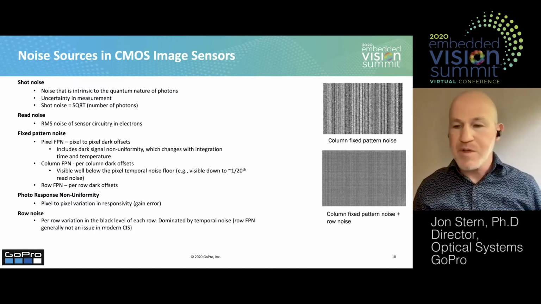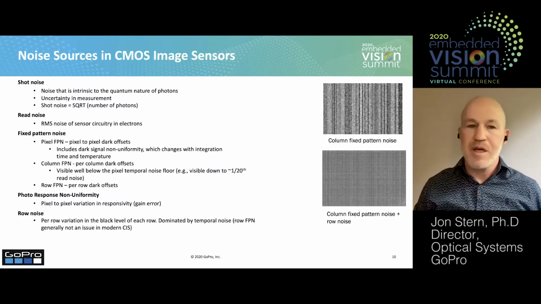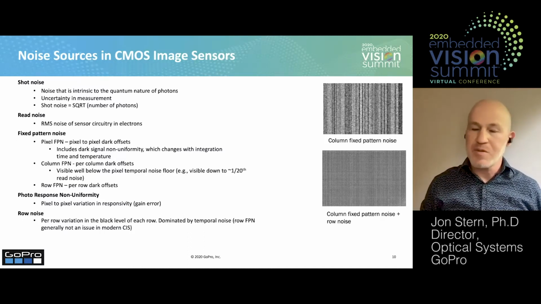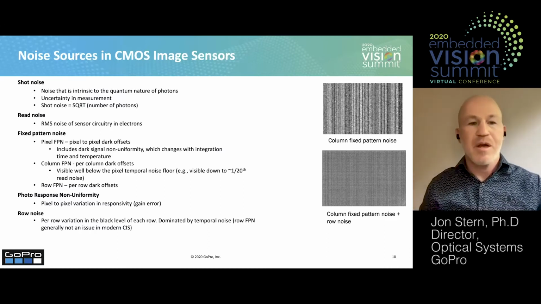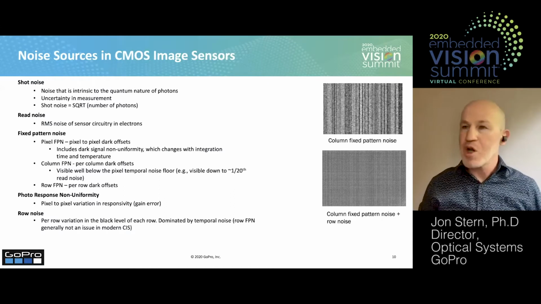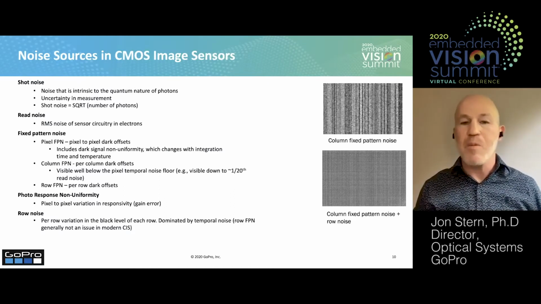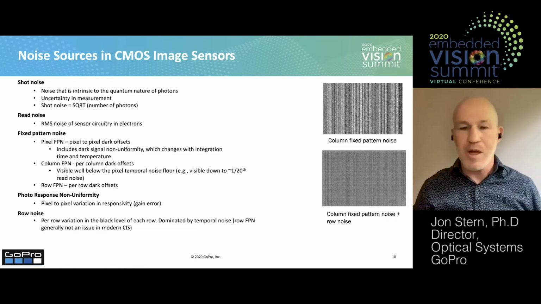And then we have a number of different sources of what's called fixed pattern noise. Pixel fixed pattern noise are pixel to pixel dark offsets. This can include dark signal non-uniformity, which changes with integration time, which is the same as exposure time, and temperature. Column fixed pattern noise, these are per column dark offsets. And this one can be tricky because it's visible well below the pixel temporal noise floor, so down to say 1/20th of the read noise. And that's because it's fixed in location and has structure.